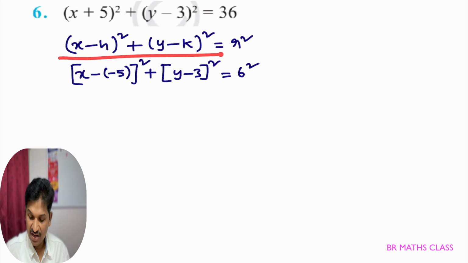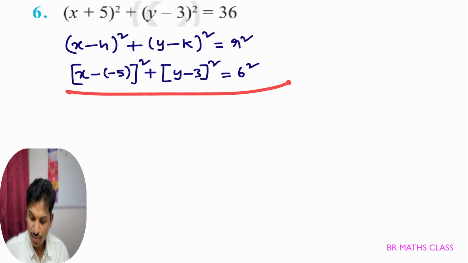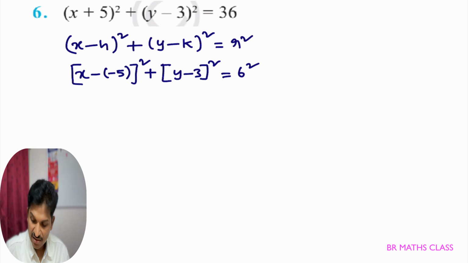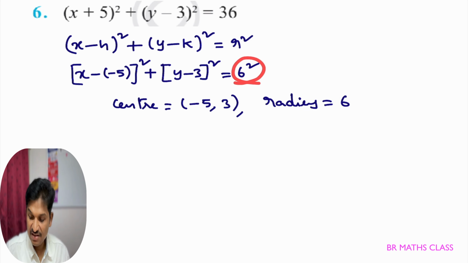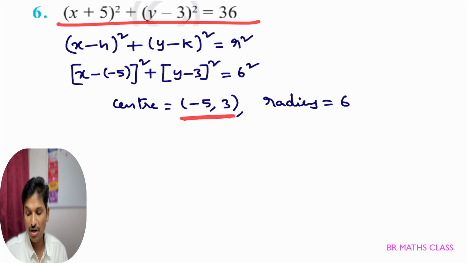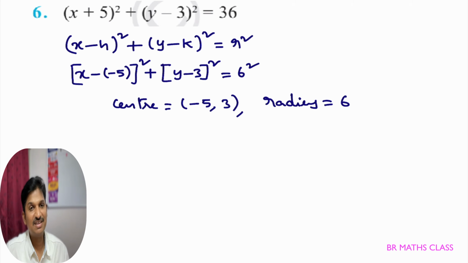For this, center is (h, k). So for this, what is the center? Center is (minus 5, 3). What is radius? Radius is 6. So they are asking us to find center and radius. For this circle, center is (minus 5, 3), radius is 6.